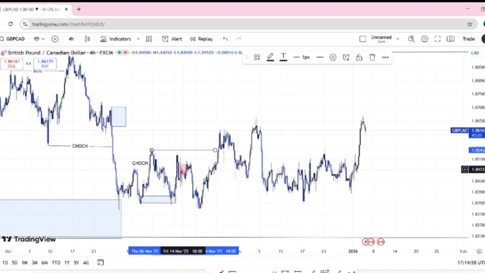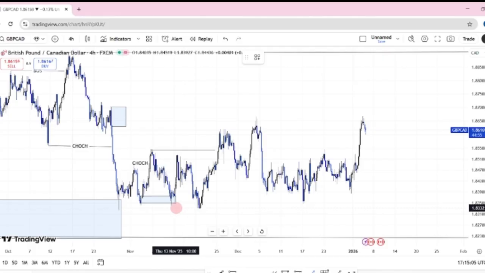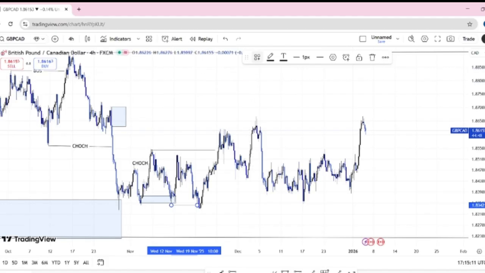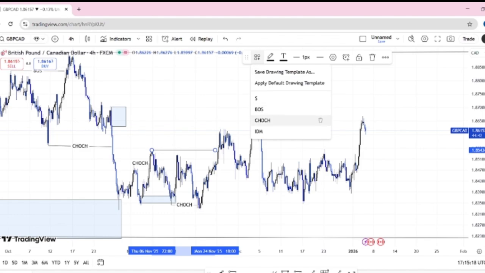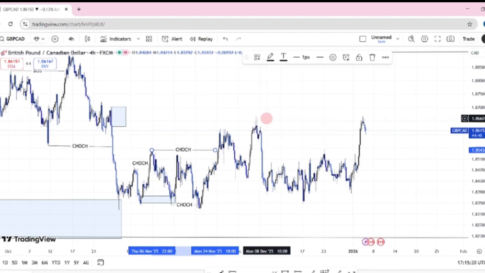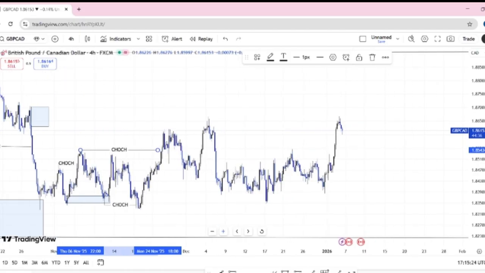So price pulled below this, took out this level, took out this low, which gave us what? A break to the downside. So at this level here, we had a change of character to the downside, and price came back up again to give us a change of character to the upside. Please take note how this chart is being marked, so you can go back to your own chart and replicate the same thing on your own chart perfectly.